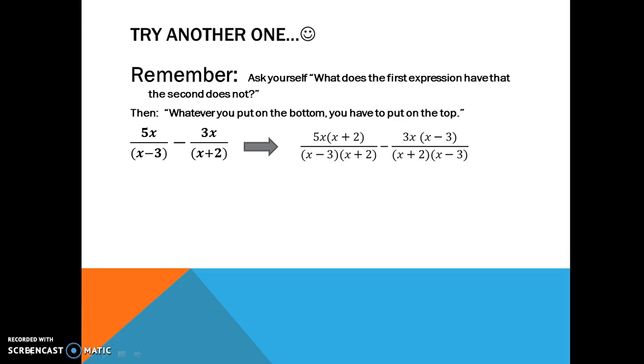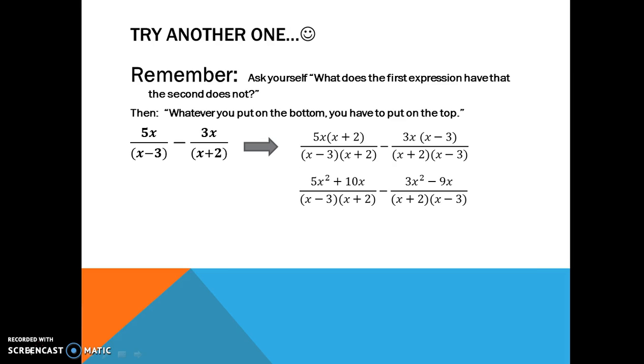As you can see here, I put the x plus 2 on the bottom of the first fraction, so I had to put it on the top of the first fraction. And on the second fraction, I did x minus 3's on both the top and the bottom. So now I'm going to have to distribute. 5x times x gives me 5x squared. 5x times 2 is 10x.